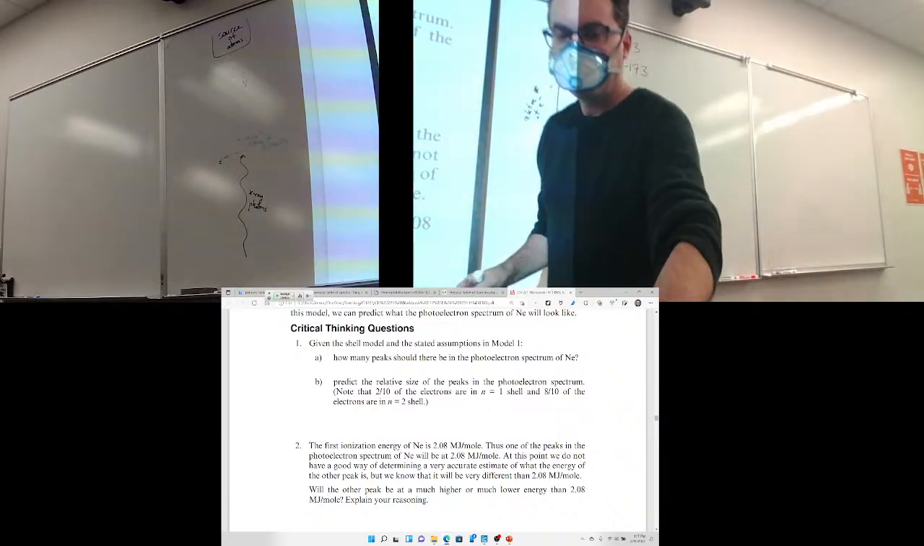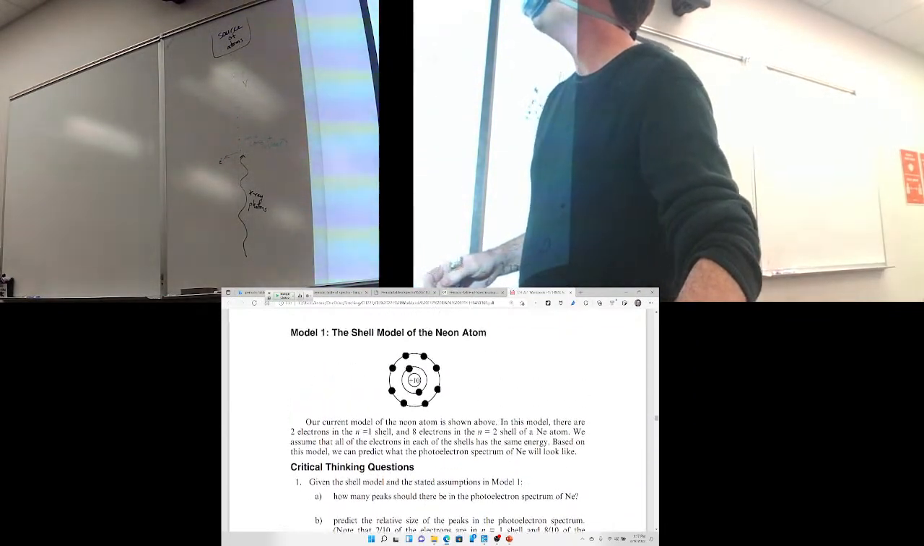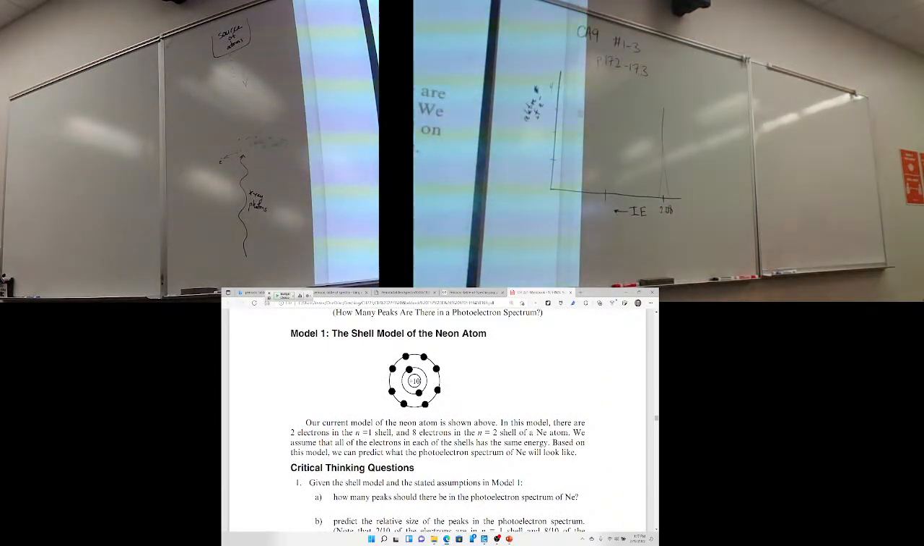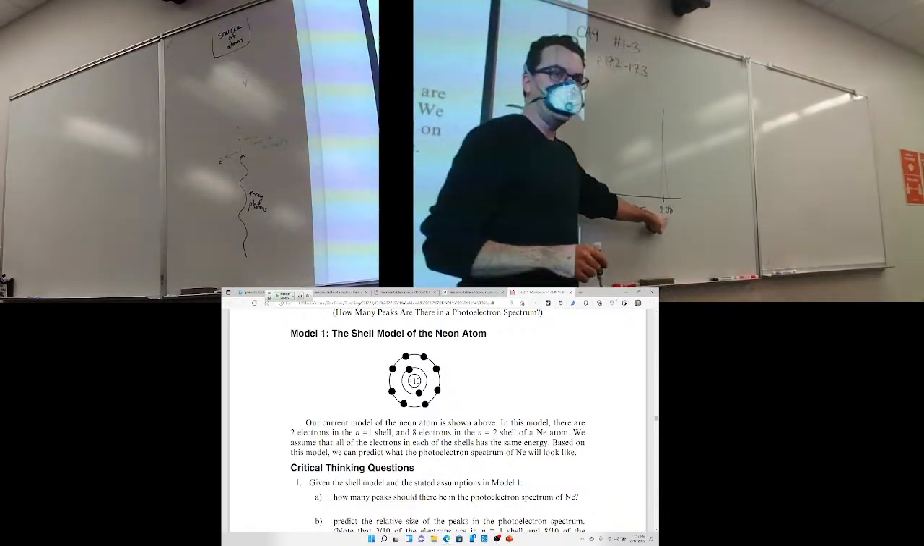Well, that's because the easy ones to remove are the outer, or the valence electrons. And that's where there's 8 of them. So these are the ones that have the really low ionization energy. Those are easy to remove. They're furthest away from the nucleus. They're shielded by the inner electrons. They are less tightly held on. So they have the lowest ionization energy.